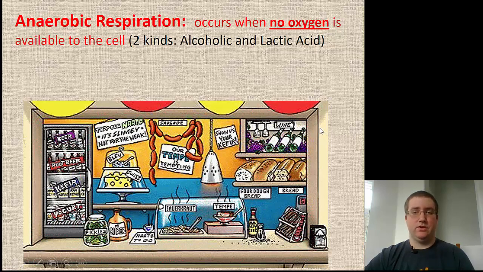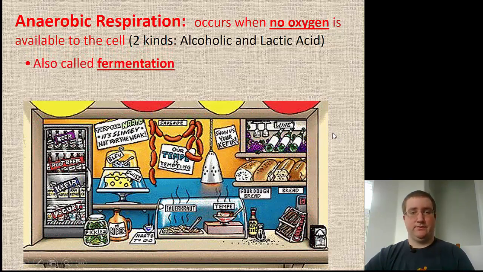So this is going to occur when there's no oxygen available. And there's two different types of anaerobic cellular respiration. You have alcoholic anaerobic cellular respiration, where you're producing alcohol, and then other organisms like us use a process known as lactic acid anaerobic cellular respiration, where we produce lactic acid in our muscle cells. Anaerobic cellular respiration you are very familiar with because it's also called fermentation.